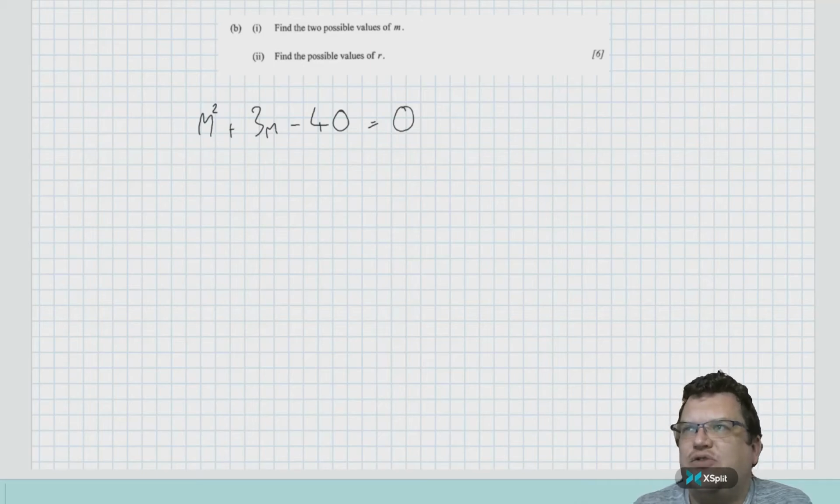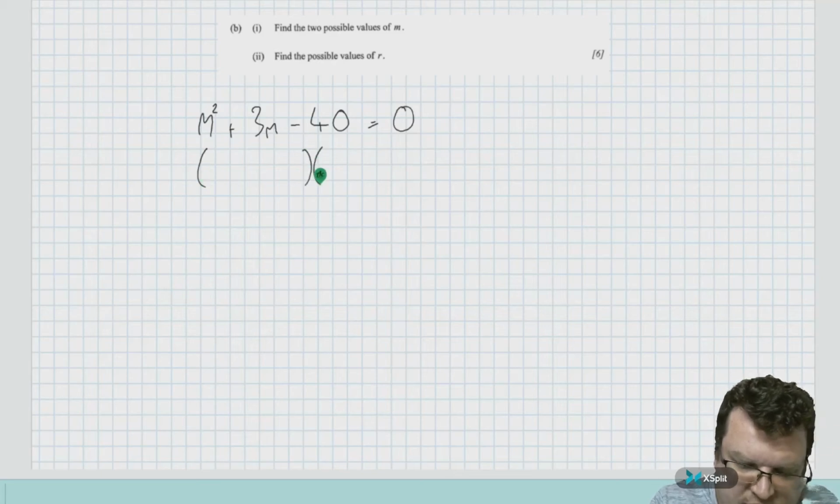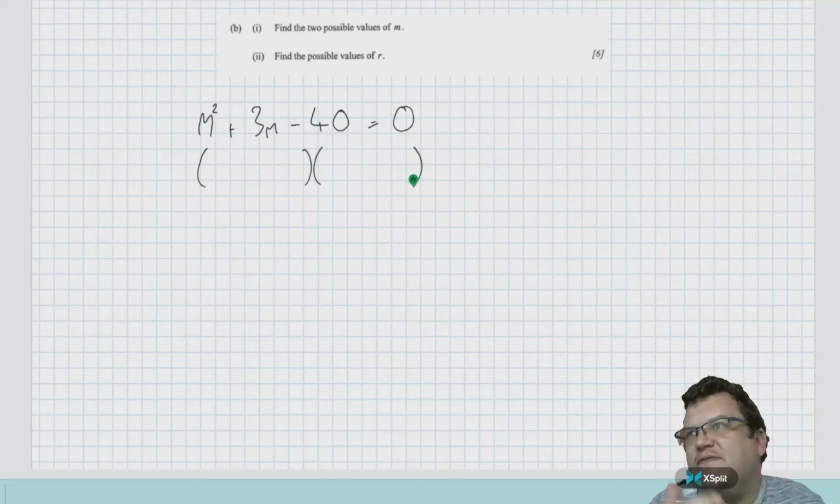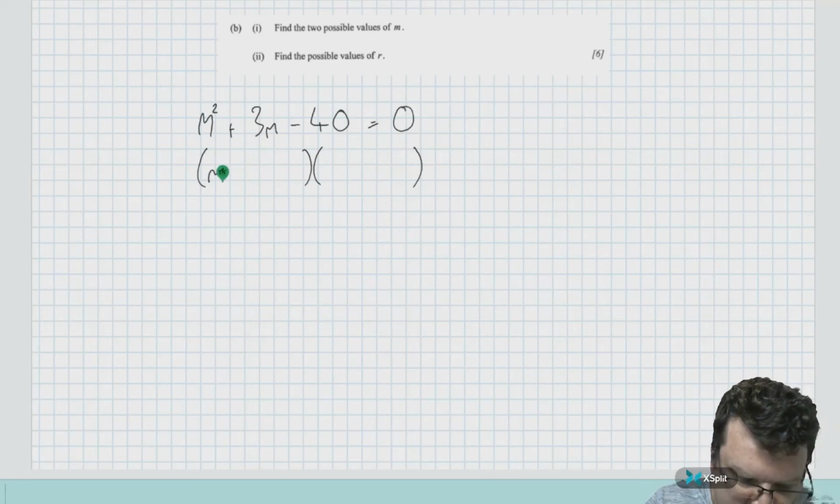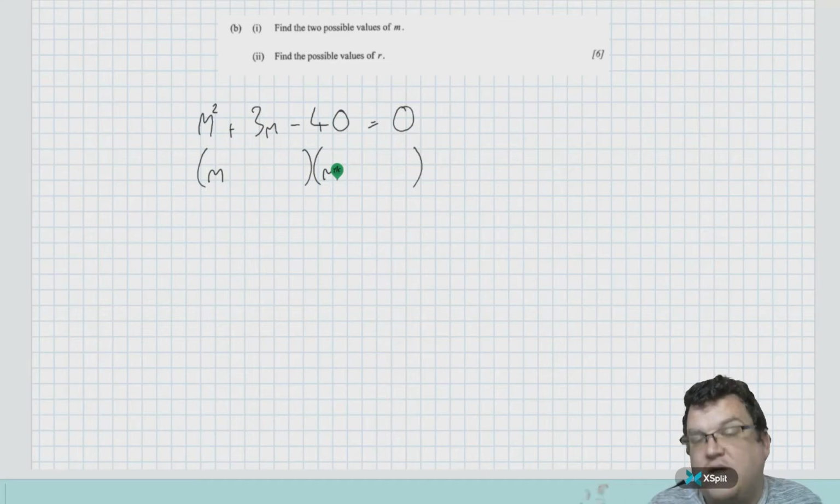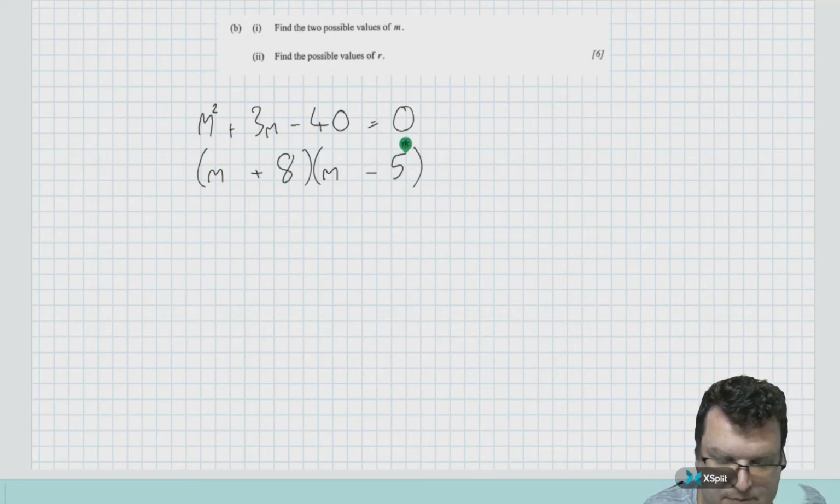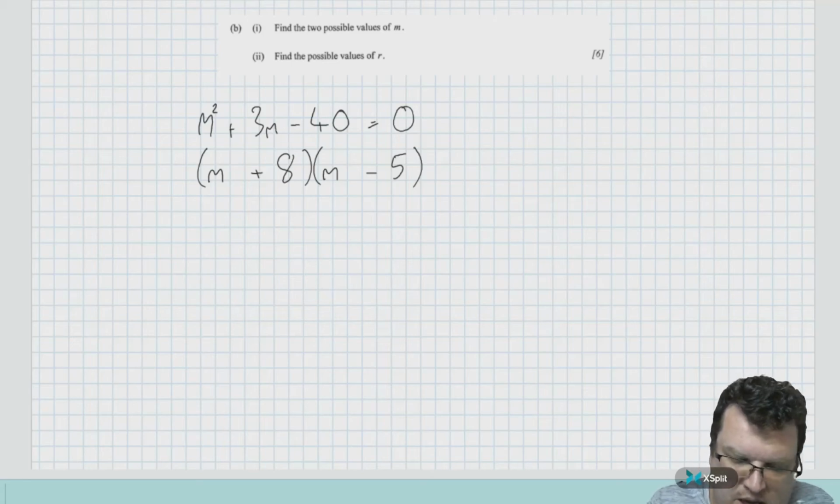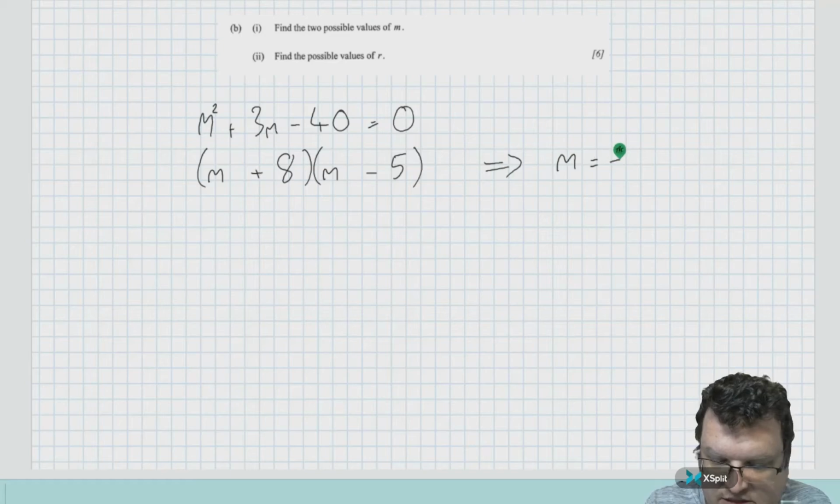This one seems fairly straightforward. I'm looking at the factors of 40, not quite a few, but I'm thinking 8 and 5 differ by 3, so that's probably going to be what we're after. So with 8 and 5, one needs to be positive, one needs to be negative, so that I get negative 40. So I'm going to go with positive 8, negative 5, and I think that's going to give me my solution. So I get two possible answers here. m is negative 8 or 5.